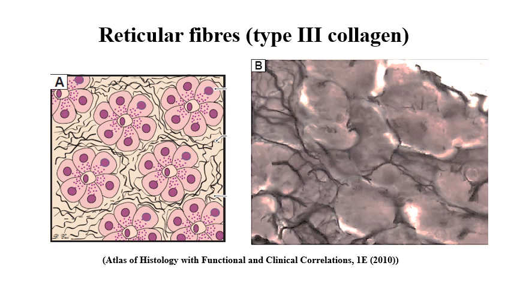The second type of fibers in our connective tissue is the reticular fibers or type 3 collagen fibers. They stain poorly with hematoxylin and eosin. However, they specifically stain with the silver impregnation method. Therefore, they are called argyrophilic. Argyros means silver, meaning they are silver-loving.